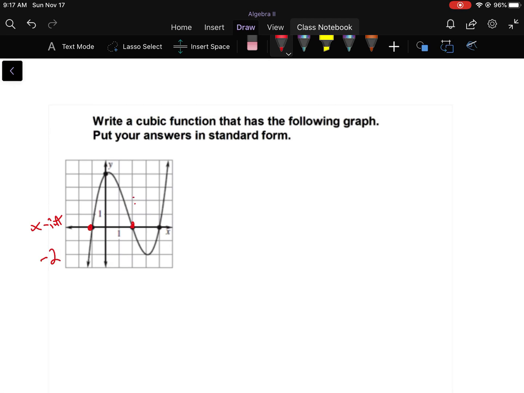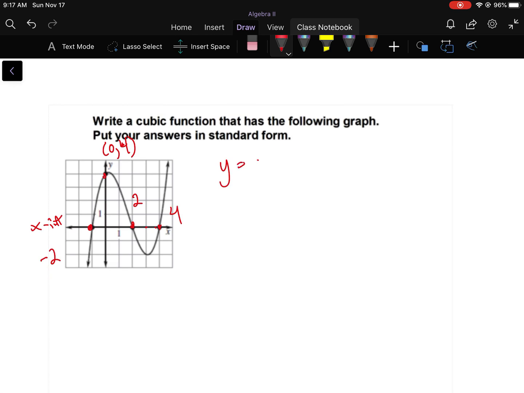Let's see. I mean, there are some cubics that won't touch the x-axis 3 times. 1, 2, 3, 4. Okay. Take my point. Again, it doesn't need to be this point. I'm just picking this point because it's a nice whole numbered point.